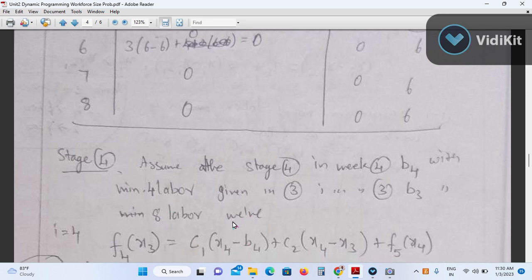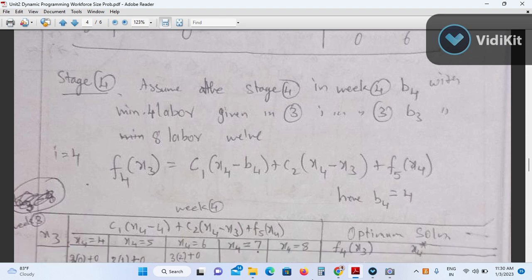So therefore, again, I have to put the formula here. Put i equal to 4. So F4(x3) equals the excess laborer cost, that is, put i equal to 1: 3 times (x4 minus b4), plus the additional workers cost C2 of (x4 minus x3), plus, because it exists from the previous table, F(i+1) of x4, that is F5(x4). So this is the formula.